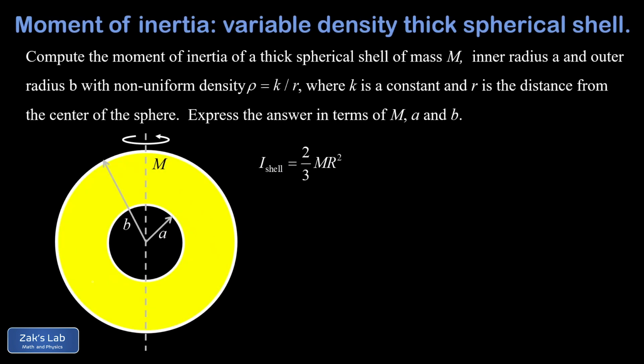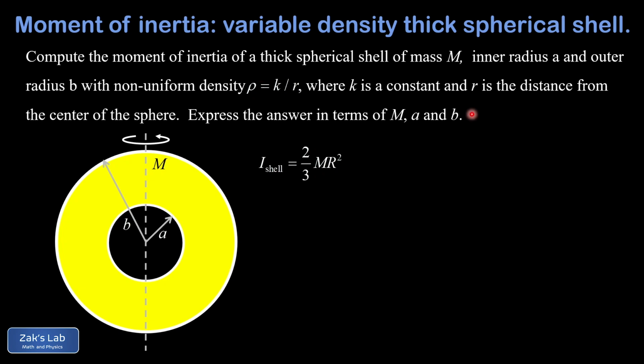In this video, we're computing the moment of inertia of a thick spherical shell that has mass m, inner radius a, and outer radius b. But this time, the density of the material is not constant. So we have a non-uniform density that we call rho, and that's dropping off like 1 over r. So up here, we're told that rho is equal to k over r, where k is just some constant, and r is the distance from the center of the sphere.